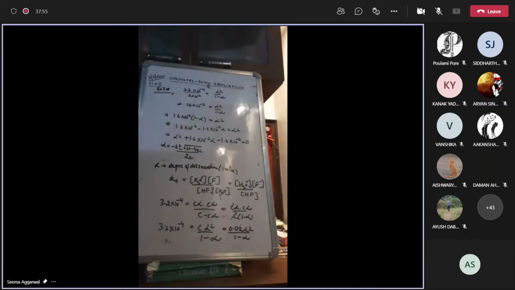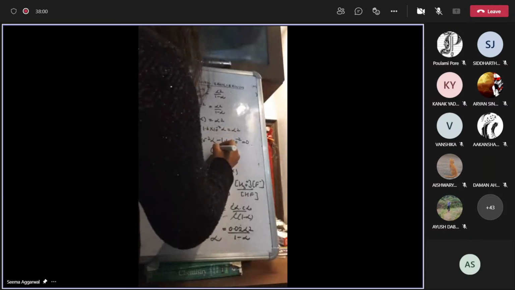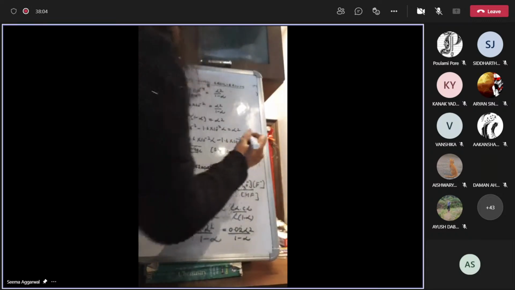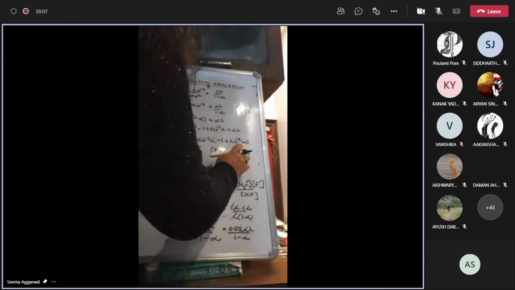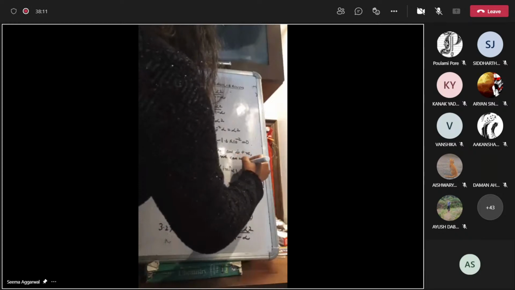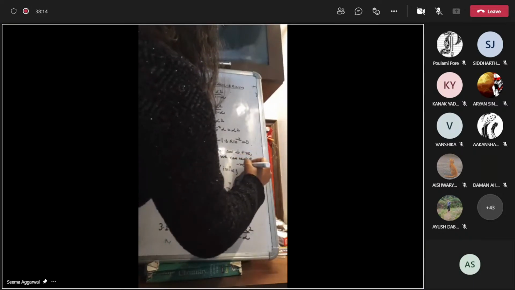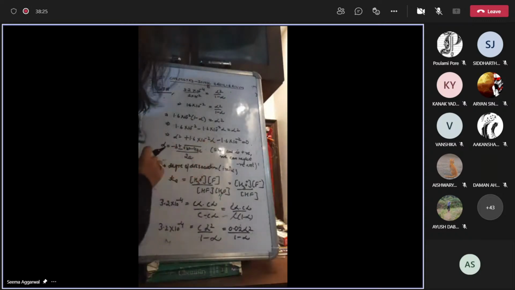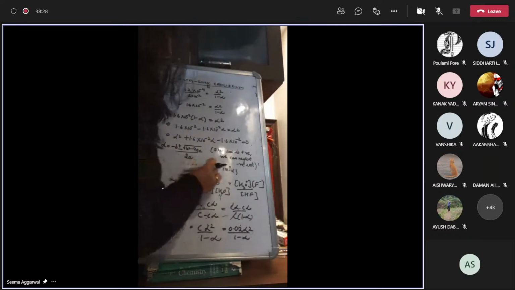Now for this concentration, we know that concentration is never negative. Since concentration is always positive, we can't say that it is minus 0.1. So we can neglect the negative root. I can easily neglect the negative value because the value of concentration or degree of dissociation cannot be negative. So I am only finding one root of the equation.